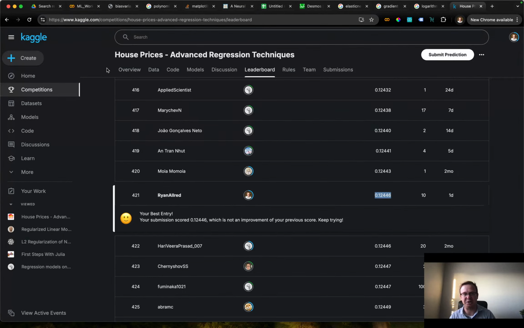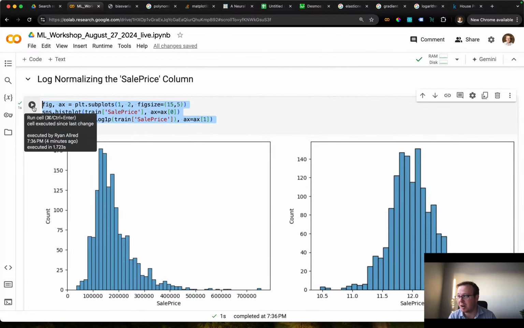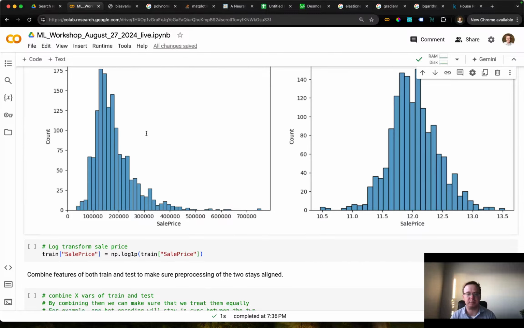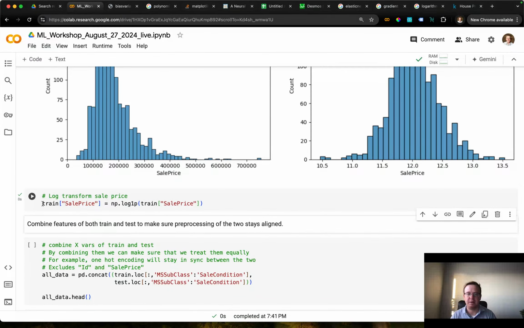I just made a test submission to make sure that I hadn't done something terribly wrong. Okay, so this is a best practice when working with a skewed y variable. It changes our error metric from being in terms of dollars to being in terms of percentage of the home's price, which at the end of the day is still somewhat interpretable. So it's nice. Okay, so let's make that transformation.